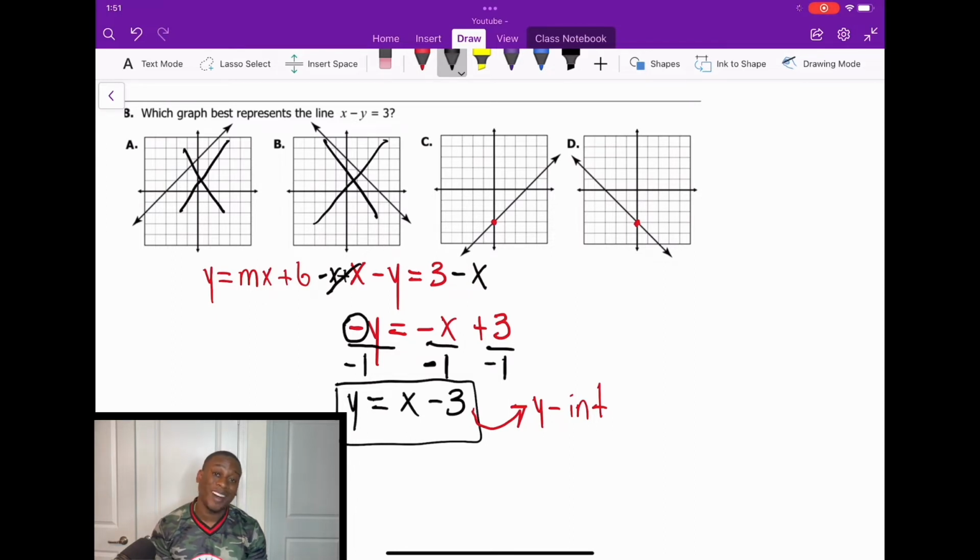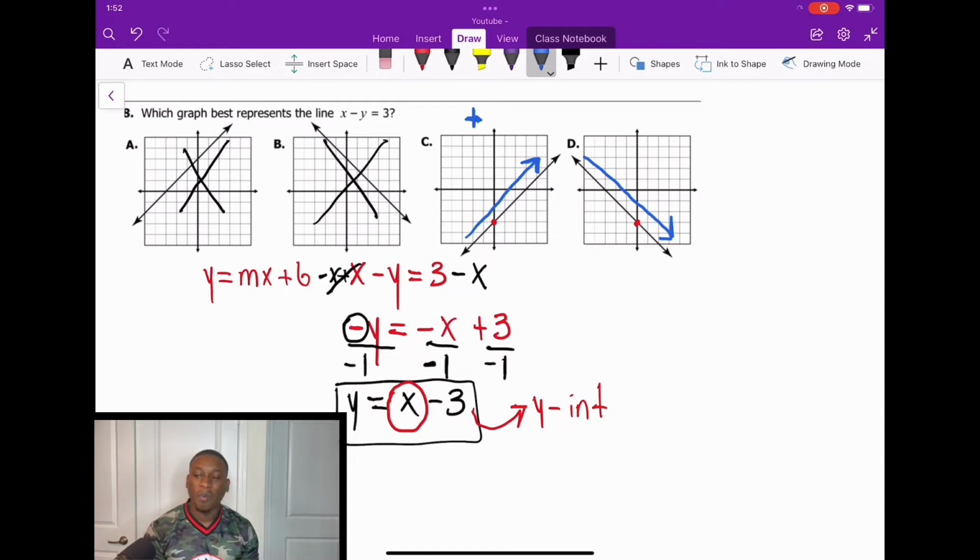The x is positive. If you remember from one of our earlier slope videos, we talked about positive and negative slopes. When we look at C, C is a positive slope. As we follow that line, it is trending up. When we look at D, we know that this is a negative slope. When we look at the line going from left to right, it's going downwards. So our correct answer choice for this problem would be C.